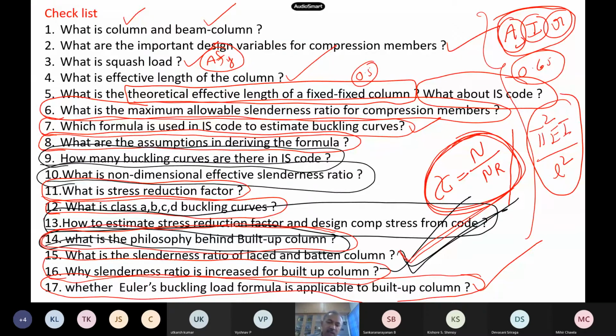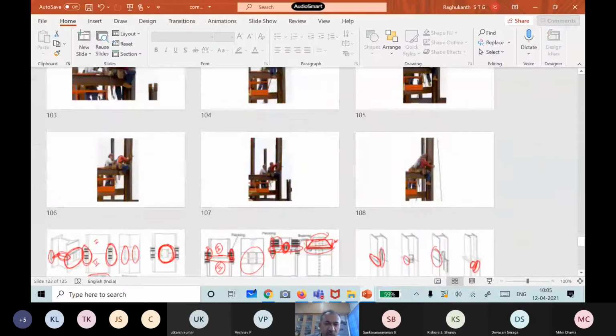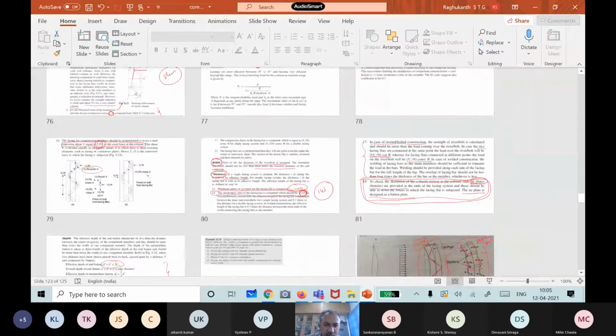What did we say? Euler's buckling load is based only on bending. M is equal to EI d square y by dx square. So this was the equation, only bending. For a built-up column, shear also becomes important, so the governing equation itself has to be changed. I showed you those slides where the equations of motion are entirely different when you include shear deformation also.